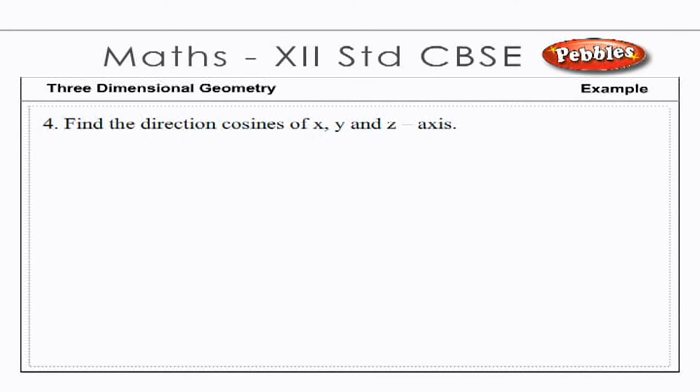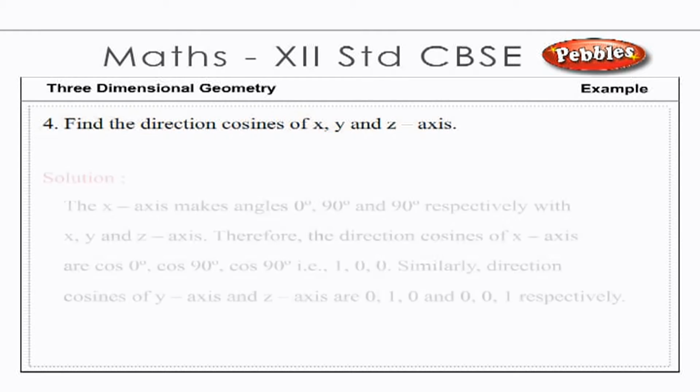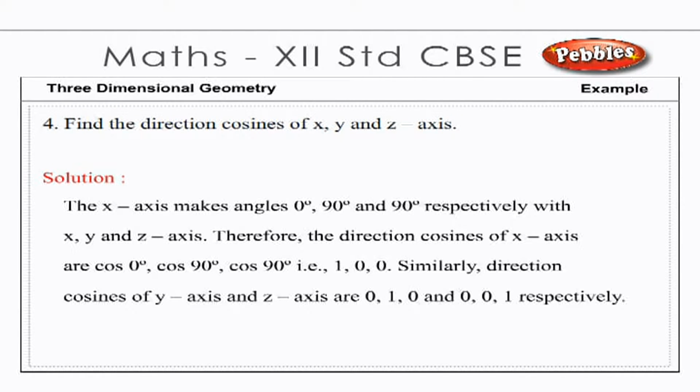Example. Find the direction cosines of the x, y and z axes. Solution. The x-axis makes angles 0 degrees, 90 degrees and 90 degrees respectively with the x, y and z axes. Therefore, the direction cosines of the x-axis are cos 0 degrees, cos 90 degrees, cos 90 degrees, that is 1, 0, 0. Similarly, the direction cosines of the y-axis and z-axis are 0, 1, 0 and 0, 0, 1 respectively.